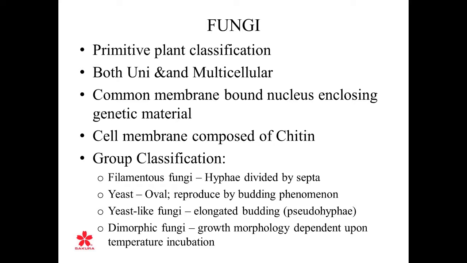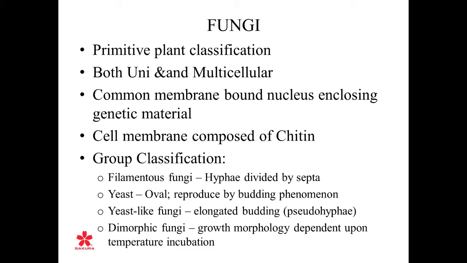Now, just giving you a brief overview of bacteria, let's move on to fungi. Fungi, as opposed to bacteria, are primitive plants in their classification, and they are both unicellular and multicellular in nature when you look at them morphologically. They have a common membrane bound enclosing the genetic material, unlike bacteria. The cell membrane in true plants and true fungi is made of chitin, but there is also a very high polysaccharide layer in this cell membrane.